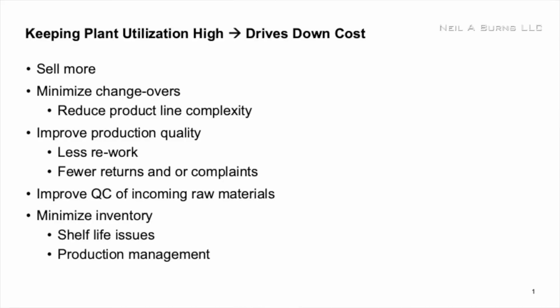Okay, easier said than done maybe. How do you keep plant utilization up over 90%? Here's a bunch of ways. Let's take a look at them. First of all, sell more, right? Obviously, but don't give away the product.